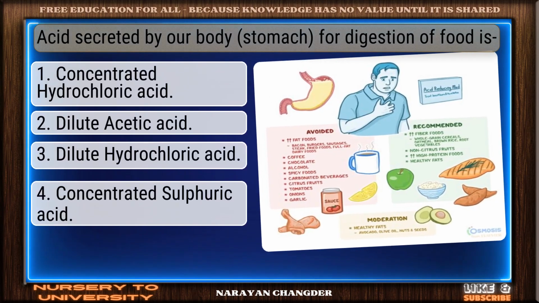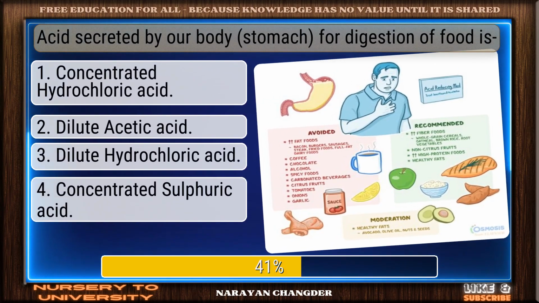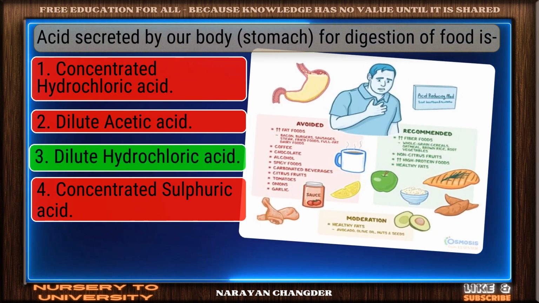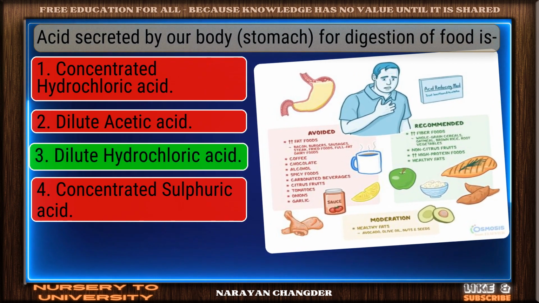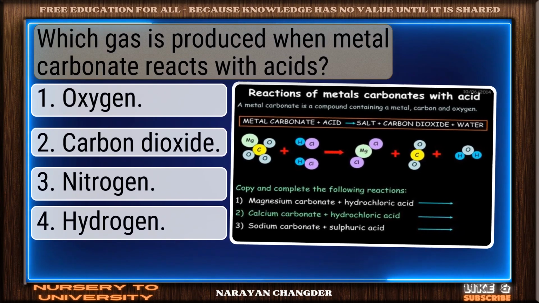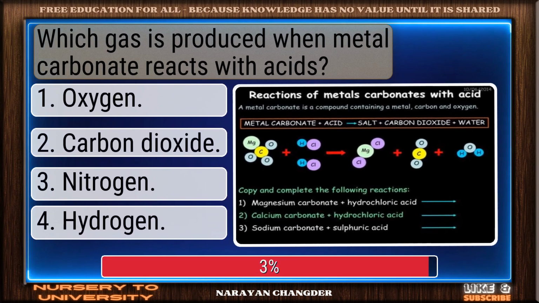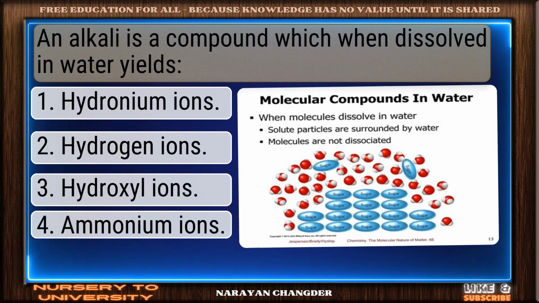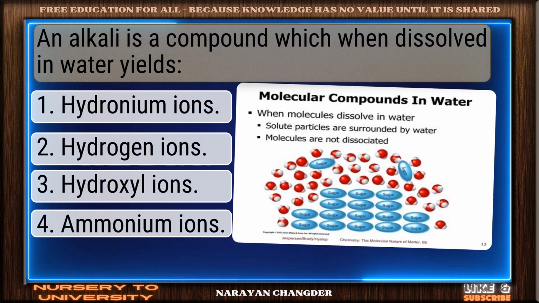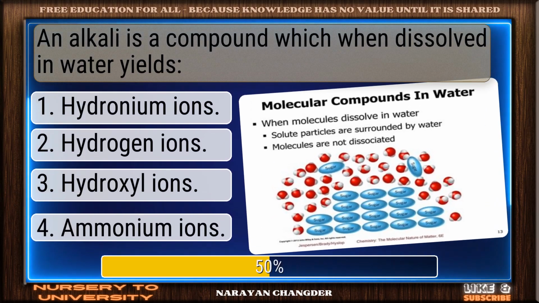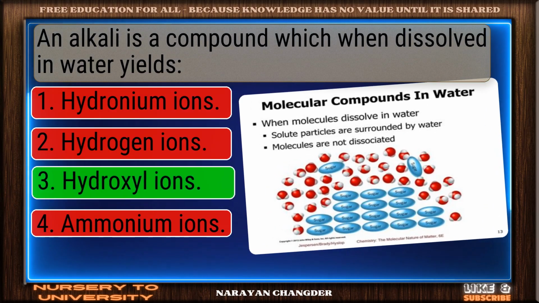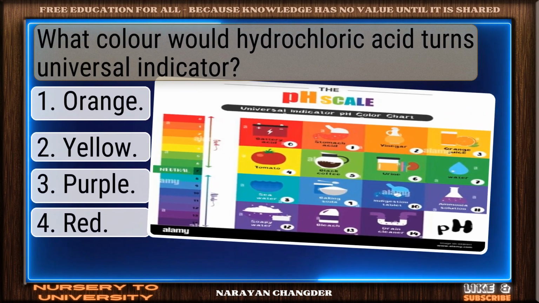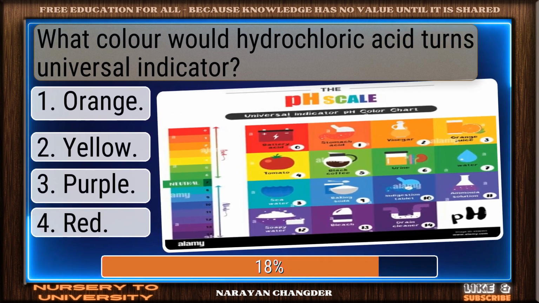Acid secreted by our body for digestion of food is. Correct response. Dilute hydrochloric acid is accurate. Which gas is produced when metal carbonate reacts with acids? Valid point. Carbon dioxide is true. An alkali is a compound which, when dissolved in water, yields. You're right. Hydroxyl ions is correct. What color would hydrochloric acid turn universal indicator?